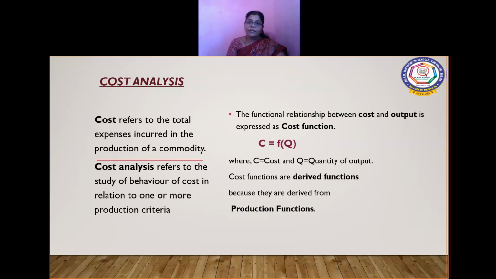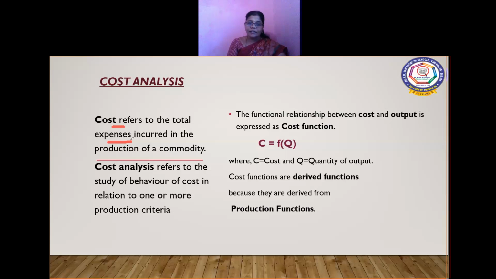Next we are going to discuss cost analysis. First, costs refer to the total expenses incurred in the production of a commodity. How much you are going to invest in the production process of a commodity. So that is called cost.